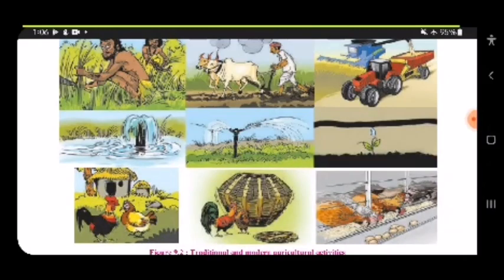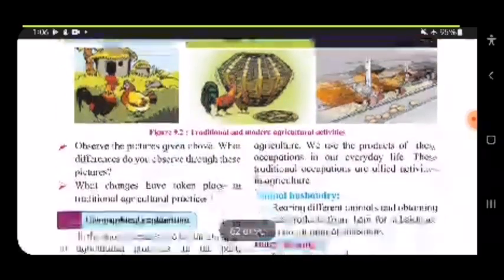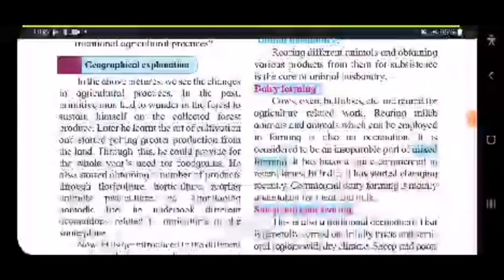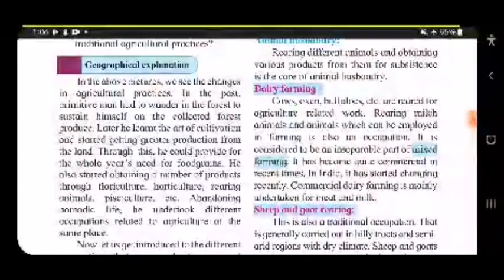First we used to put water to the plants with our hands, right? Now we have the sprinkle irrigation. So there are different agricultural practices. Let us move further with the chapter. Now in the above picture we see the changes in agricultural practice.